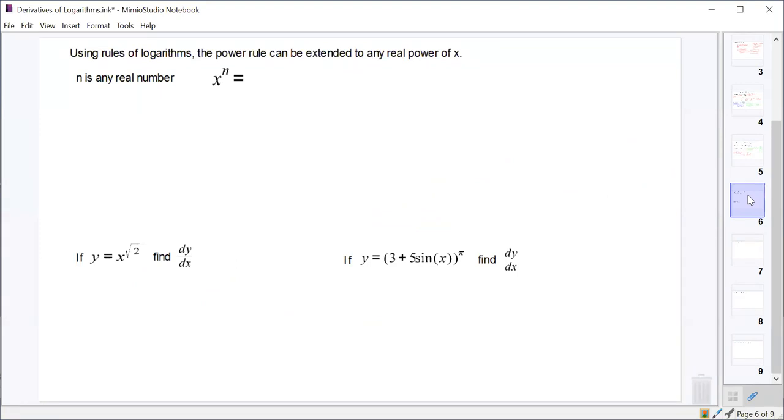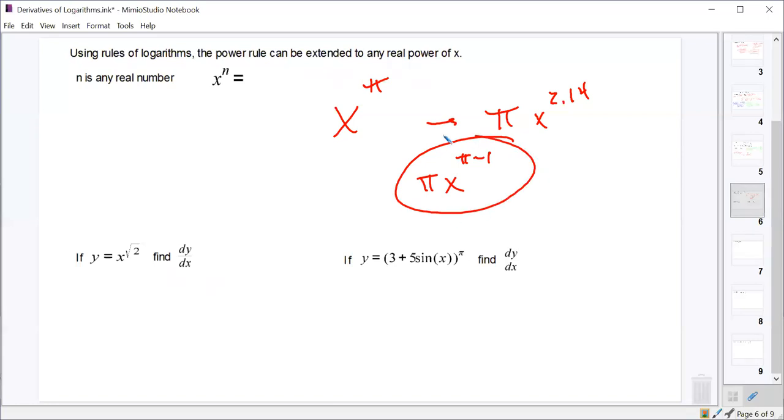There was one in there that I think was x to the pi. And I saw a lot of people that wrote the derivative of x to the pi as something like this: pi x to the 2.14. I want to make sure that if we're using an irrational number, we write it as pi x to the pi minus 1. Normally I would spend some time proving why the power rule can be extended to all real numbers rather than just whole numbers, but we're not going to bother.